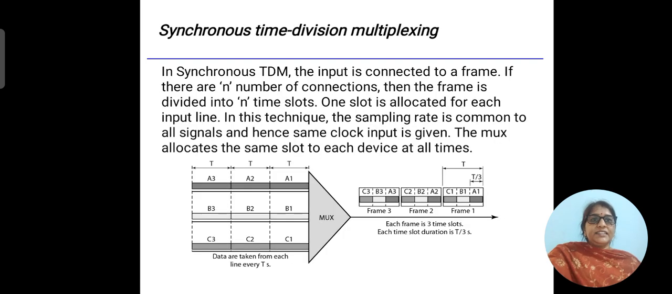As we studied in the previous session, in synchronous TDM, the input is connected to a frame. If there are n number of connections, then the frame is divided into n time slots. One slot is allocated for each input line. In this technique, the sample rate is common to all signals and hence the same clock input is given. The MUX allocates the same slot to each device at all times.